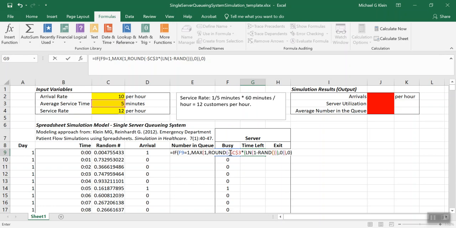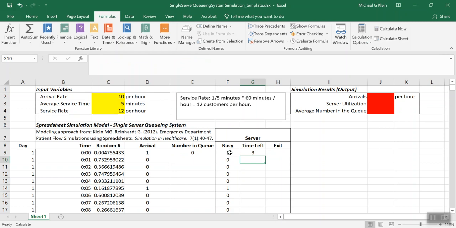The time left formula at minute 10 is not the same, but it is quite similar. We do have the same max 1 round minus C3 times ln 1 minus rand, and the appropriate zeros and brackets that follow. We're going to have that because we're going to be generating a random time left from an exponential distribution at times, but it's a little bit more complicated in terms of a few more cases that we're going to have to consider, or at least one more case. So let's enter this, and then now let's work on the next formula.